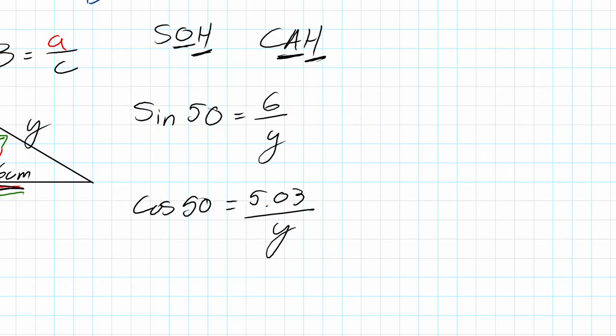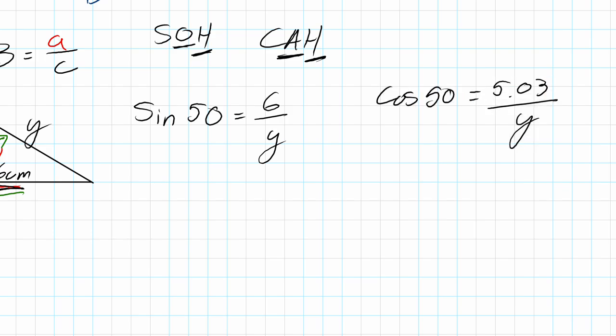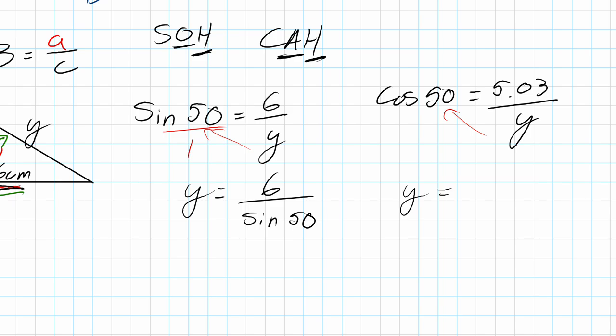I'm going to move one of them, and we're going to use our calculator the same way. I'll do this part quickly because we've shown it already. Think of it like we're cross multiplying. When we do this, y is equal to 6 over sine 50. And in the other relationship, y is equal to 5.03 over cos 50. So we're going to jump back into our calculators to solve both of these.